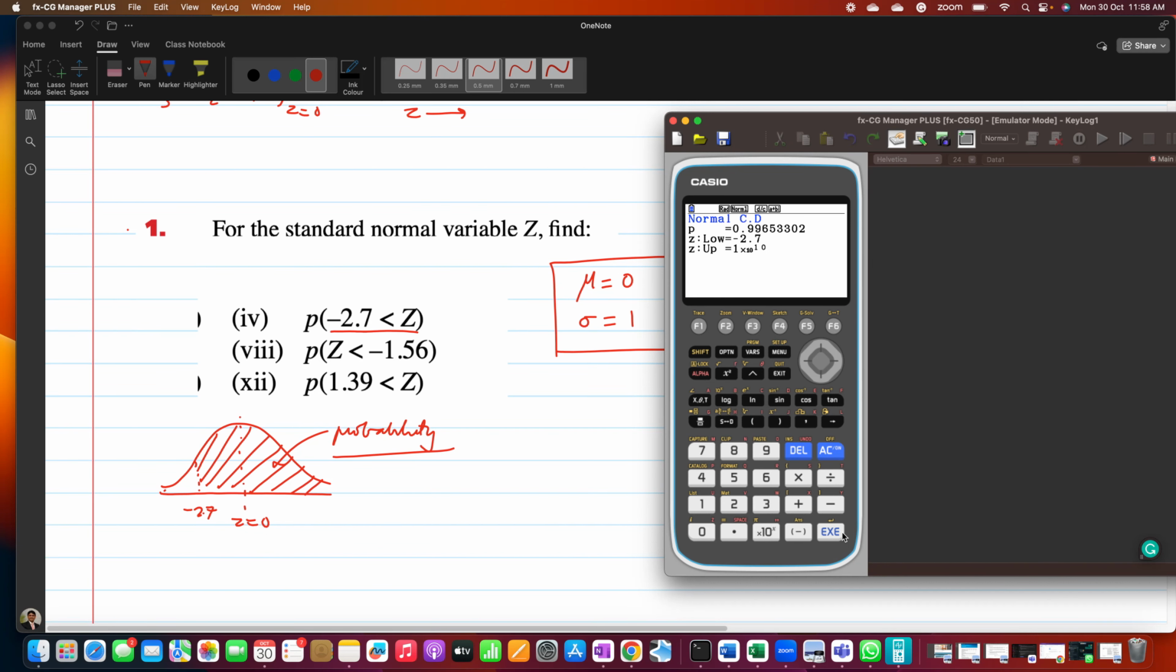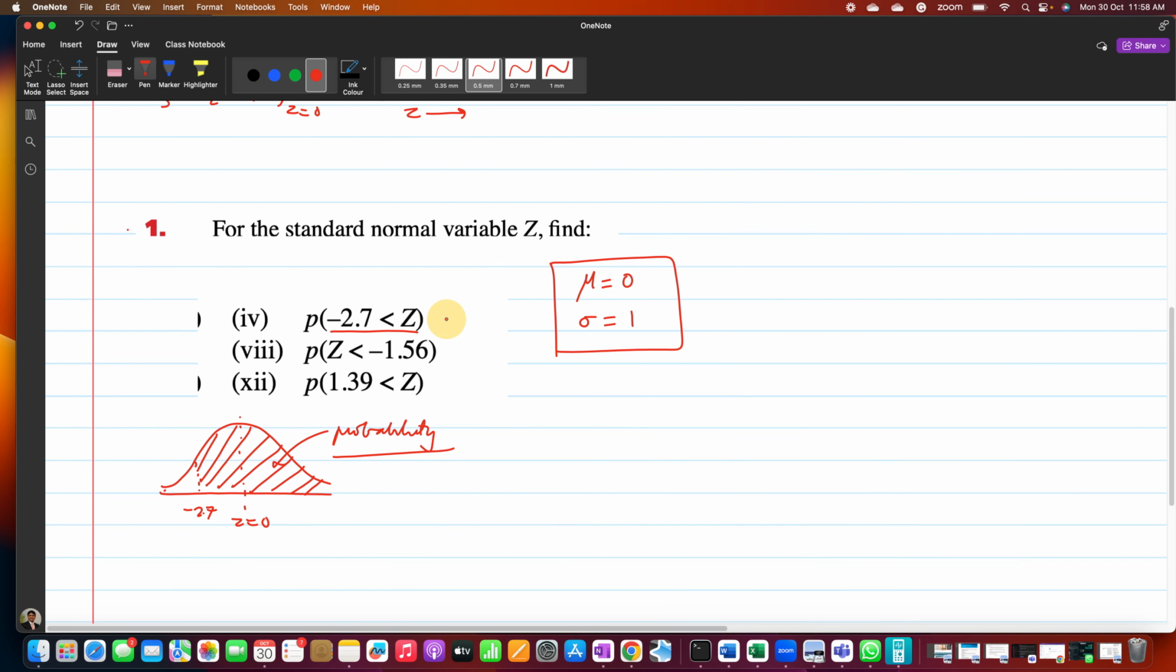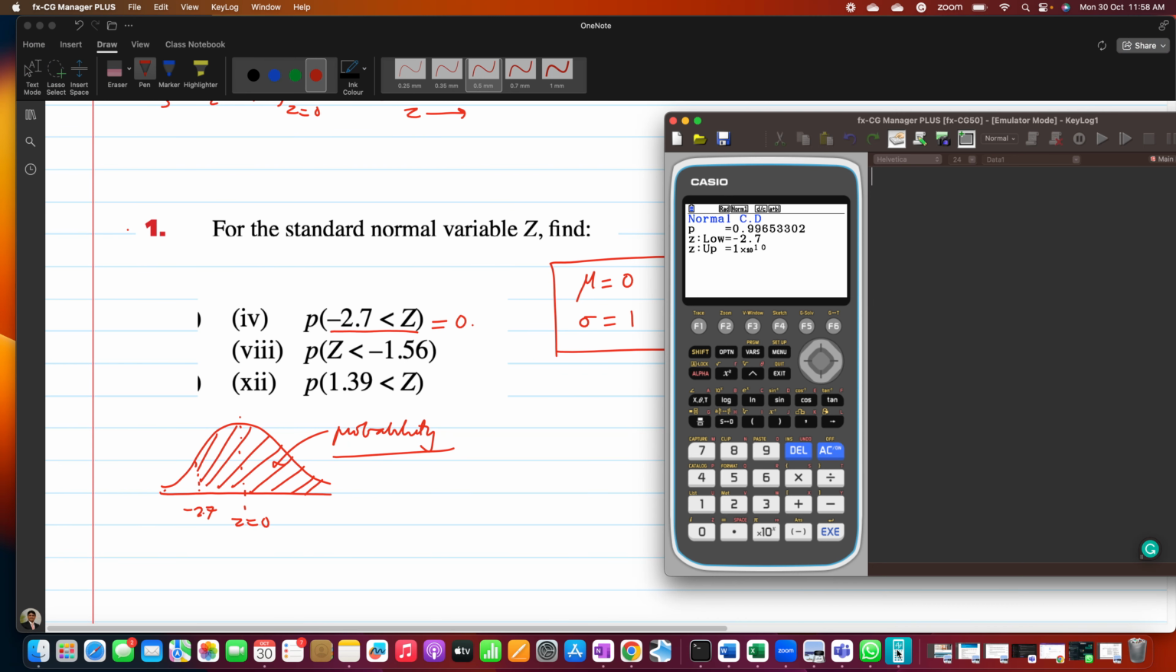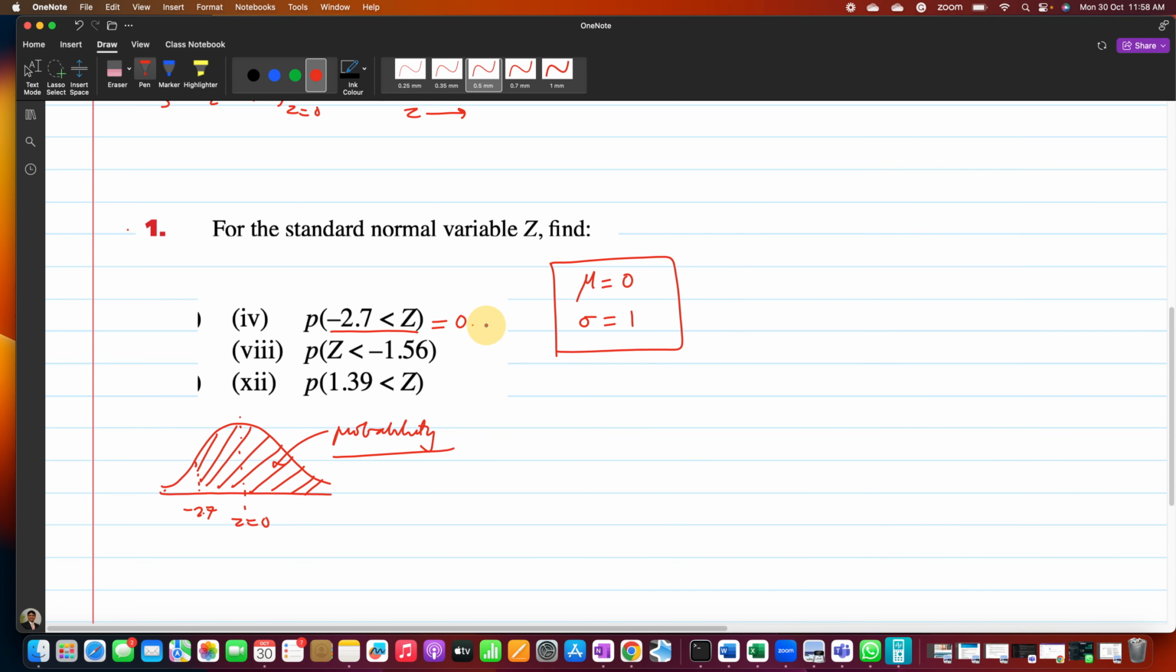So what's your answer? The probability is 0.997, 3 significant figures we have to provide. So that's what you have to do. That's it. Easy. So do the remaining two sums. So these are the answers, 0.0594, 3 significant figures you provide. So what does this give you? It gives you the area under the normal curve.